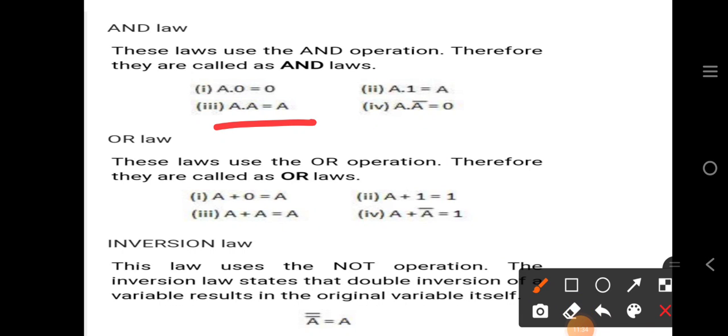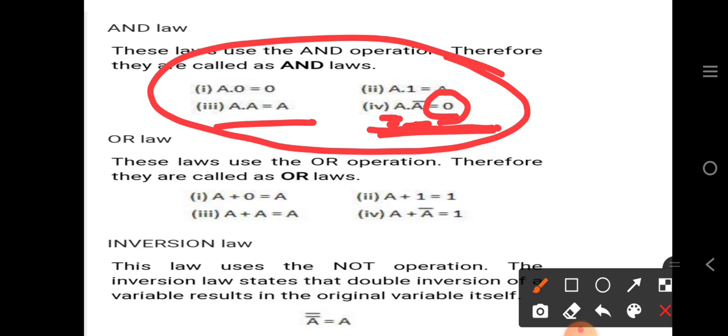So this is the third law. Now A dot A bar. A bar means what? It is inverted A. So if you multiply any input by the inverted input of itself, then the output will be 0. This is very important. You have to use this law many times. So remember these four laws of AND gate.